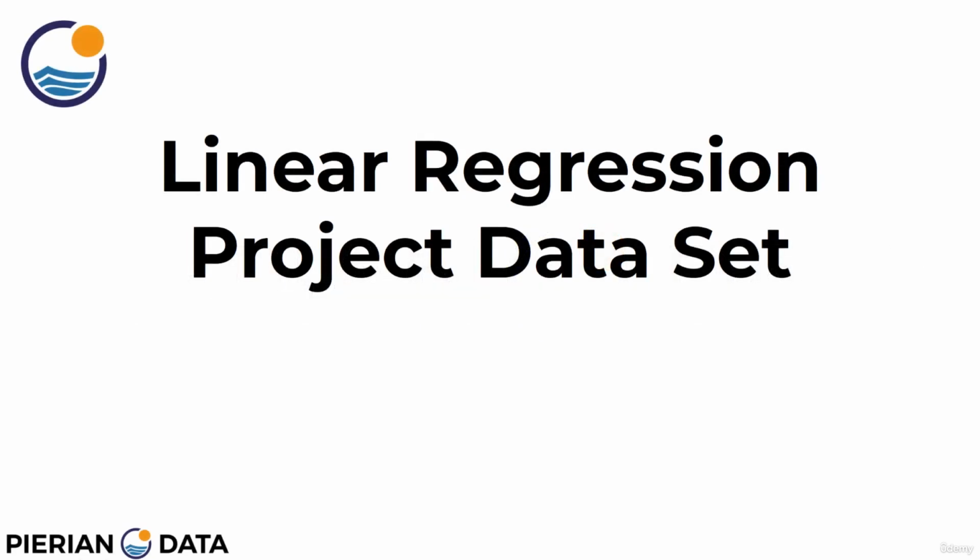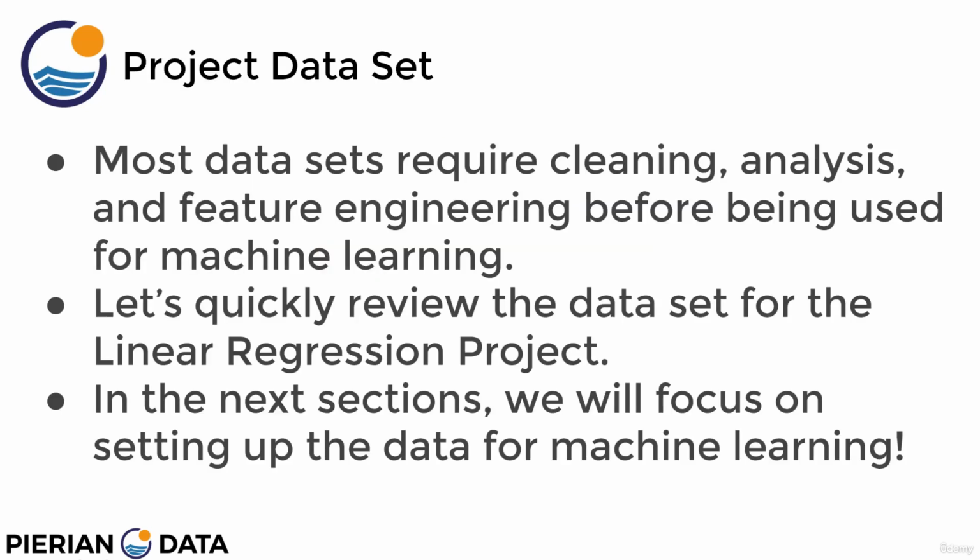Welcome back, everyone. To finish off this section on linear regression, what we want to do is have an overview of the eventual dataset we'll be using for a final linear regression project. Now, typically, at the end of a machine learning section, we'll go straight into the project. But since this is our first machine learning project, we want to explore how most datasets actually require things like cleaning, analysis, and feature engineering before being used for machine learning purposes. So we want to quickly review what the dataset looks like now for the linear regression project.